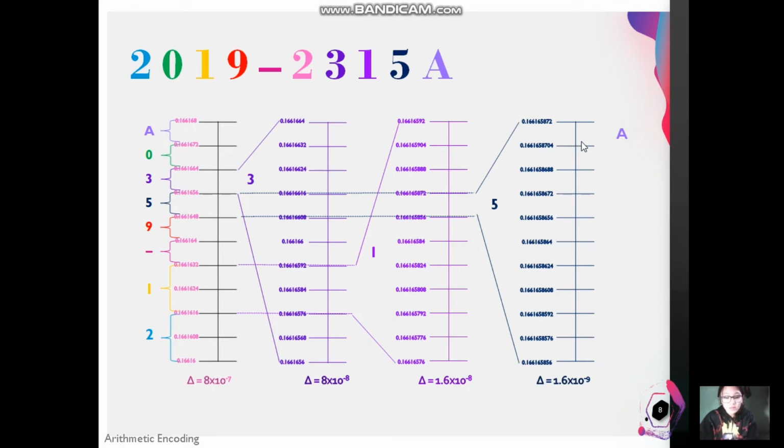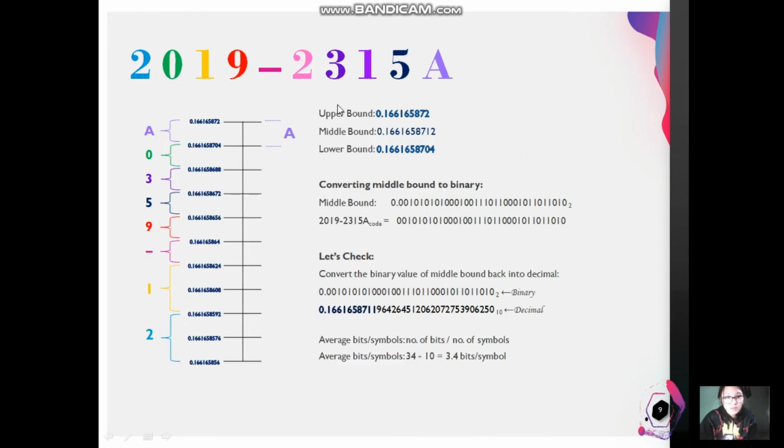And the last symbol signifying the end of the transmission, we now encoded the terminating symbol, which is letter A, which signifies the EOT, or the end of file. So it is located in between the boundary of 0.166165872 and 0.166165870. So this was the upper bound and the lower bound.